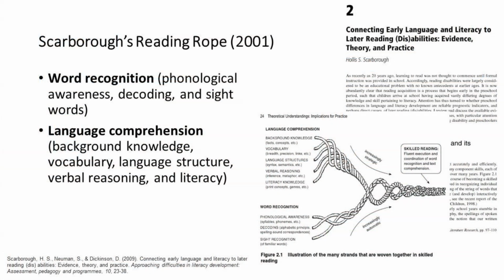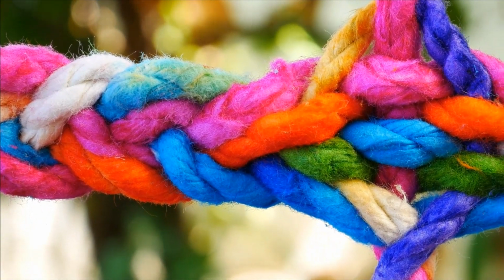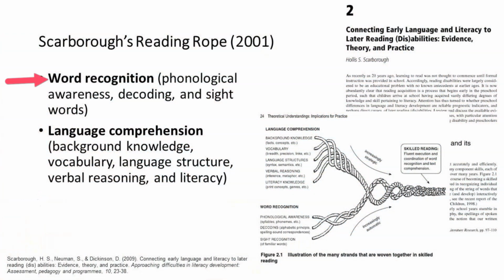He talked about this idea of a reading rope, and it had two big strands that came together with 7 smaller strands. One of the big strands was word recognition, which involved phonological awareness, decoding and sight words. And the other big strand was language comprehension. That involved background knowledge, vocabulary, language structure, verbal reasoning, and literacy. And I strongly encourage you to read Scarborough's work and his colleagues Newman and Dixon if you want to go deeper into that rabbit hole.